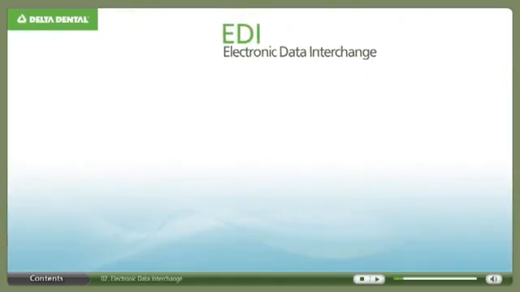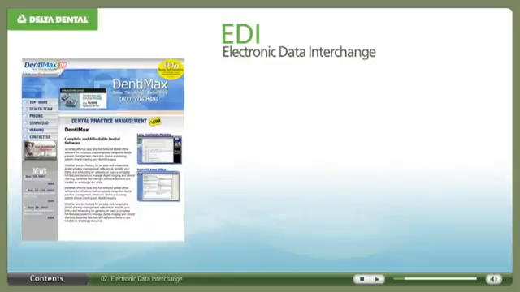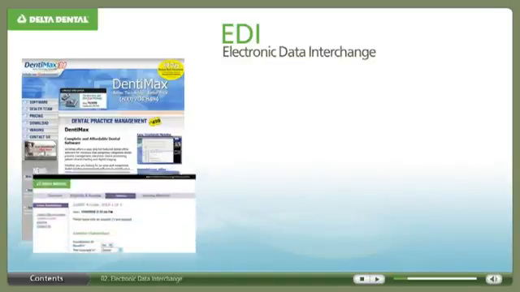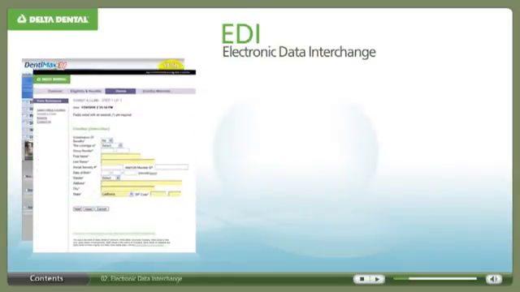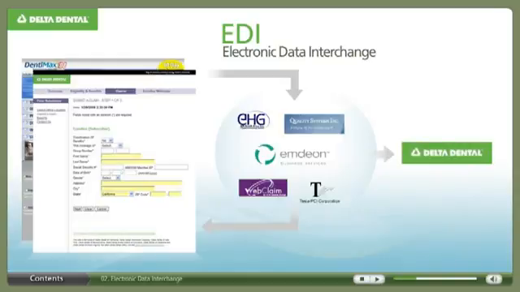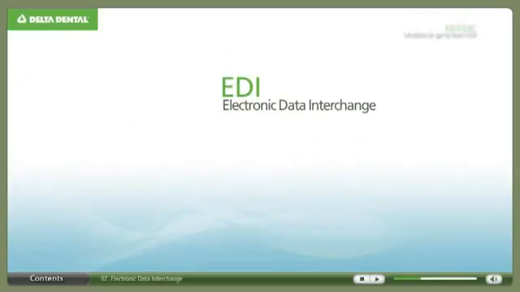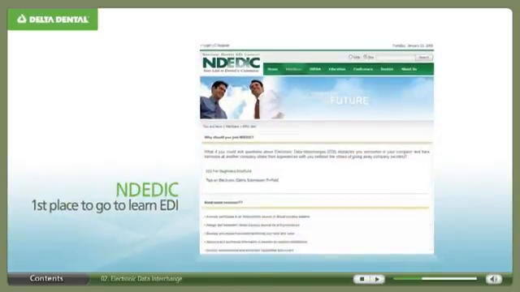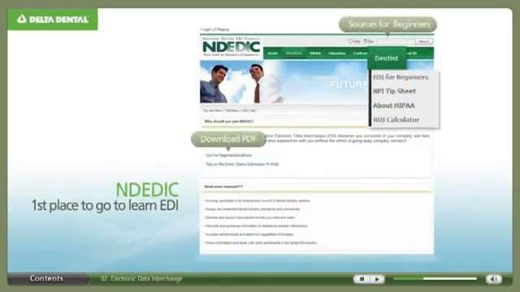EDI refers to the transfer of data from one computer to another. Providers enter claim data through their practice management system or via a web form on the payer's website. Upon submission, this information is passed to a clearinghouse, where it is verified and translated into a standard EDI format before being sent to the payer. Once received by the payer, the claim can typically be processed with no manual intervention, normally within 2 days. The INDEDIC website is a good source of further information and tips for using EDI.